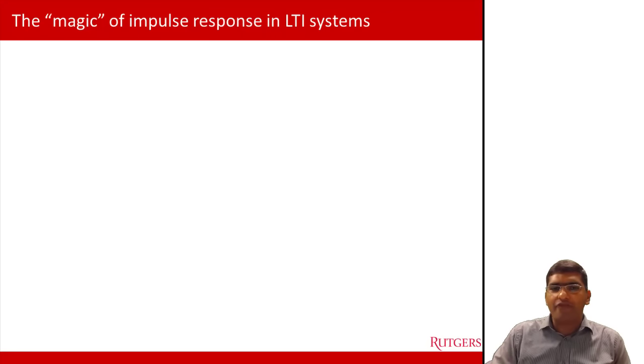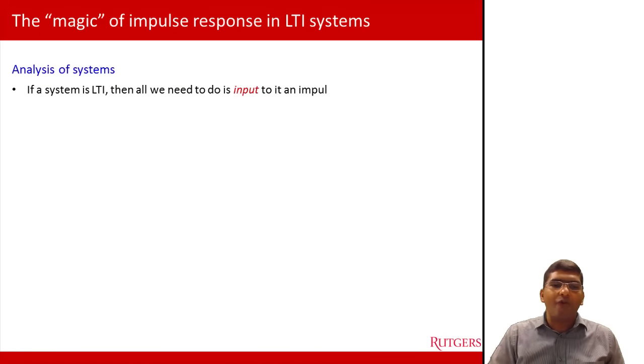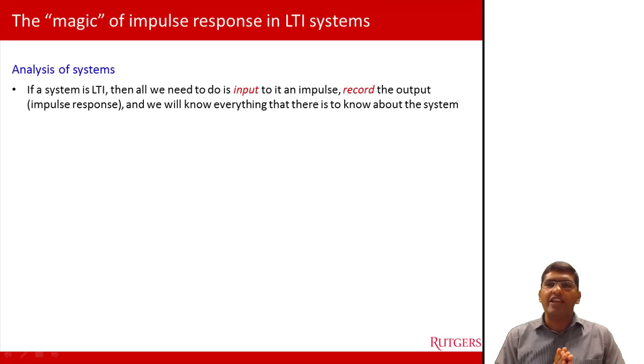Now, what's the magic of impulse response in LTI systems? There are two ways. One is if you are doing analysis of systems, let's say you want to figure out what a system does in the real world. There is some natural system that you want to learn about, and you want to figure out how that system behaves for different inputs. Well, if the system is LTI, then all you need is to input an impulse to that system and record the output, i.e. record the impulse response, and then you know everything there is to know about the system.